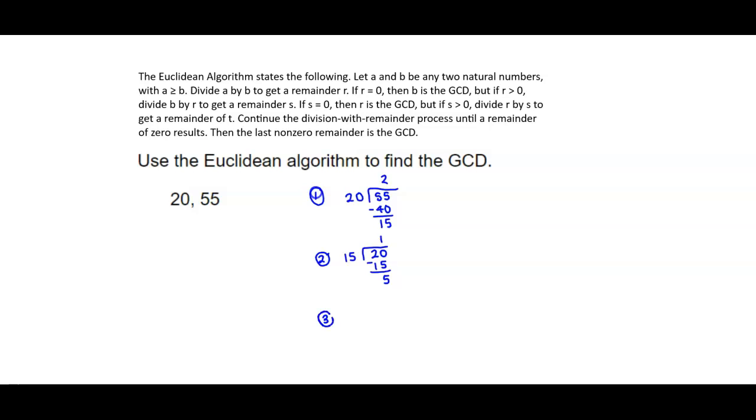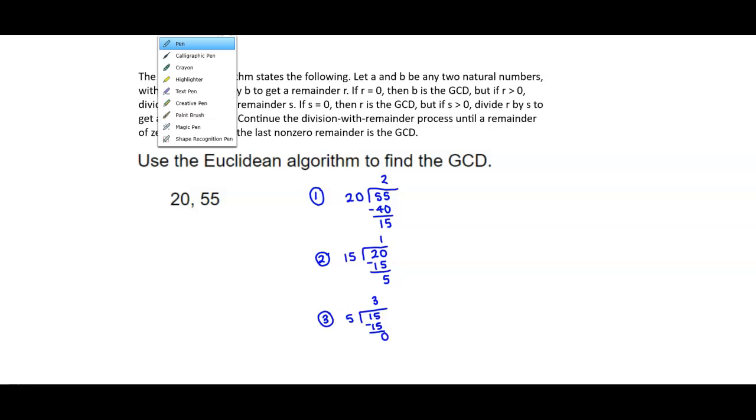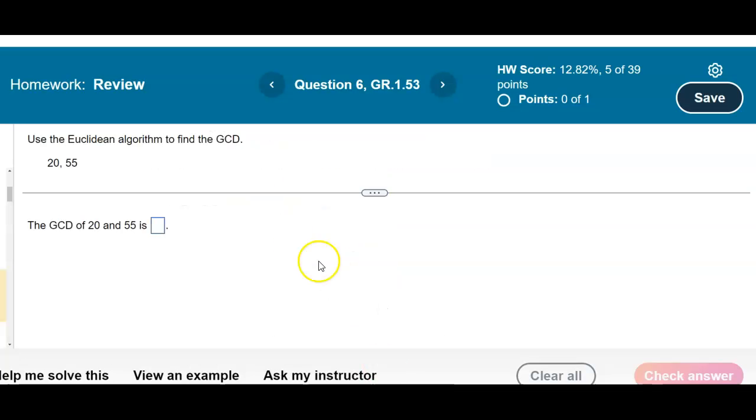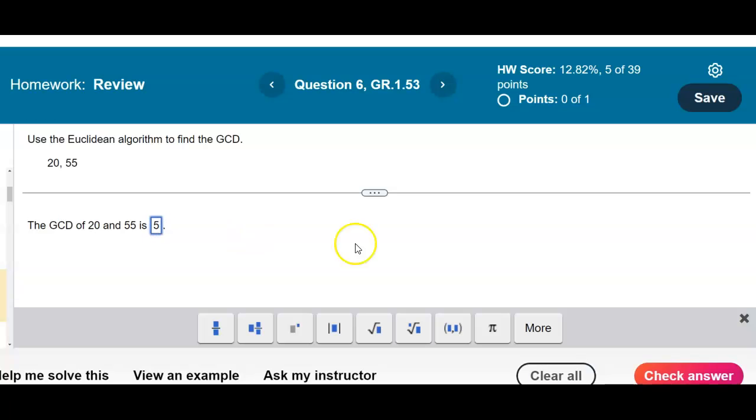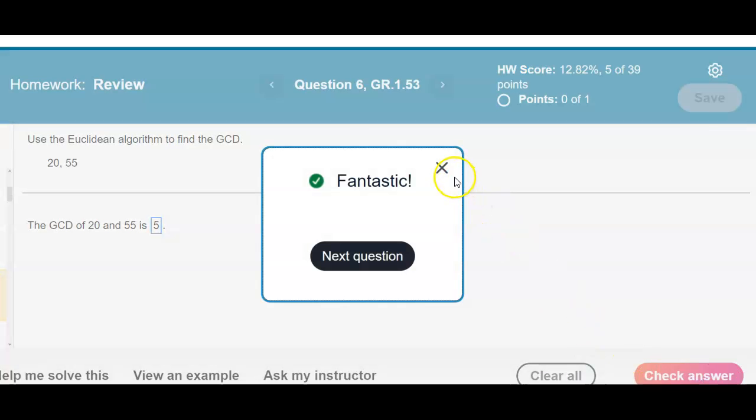So therefore, we get the third step. We're going to take the remainder of 5, and then we're going to divide it into 15. Now 5 goes into 15 how many times? 3, because 3 times 5 gives us 15, and when we subtract, we get the amount of 0. So therefore, because we got a remainder of 0, then we're going to use this number here, 5, as the greatest common divisor. So let's go ahead and put our answer in. We put in 5 here, and there is our result.